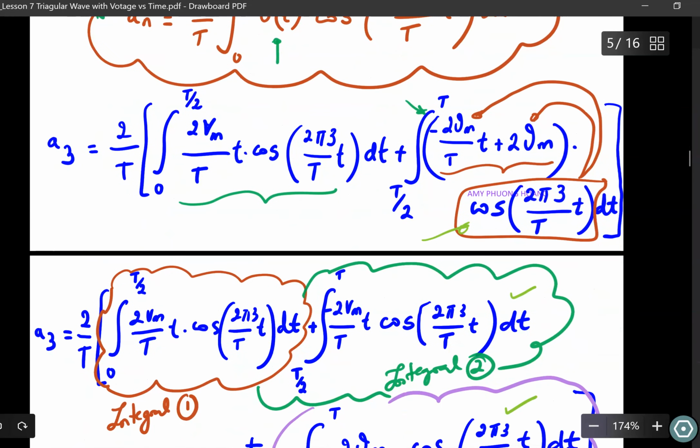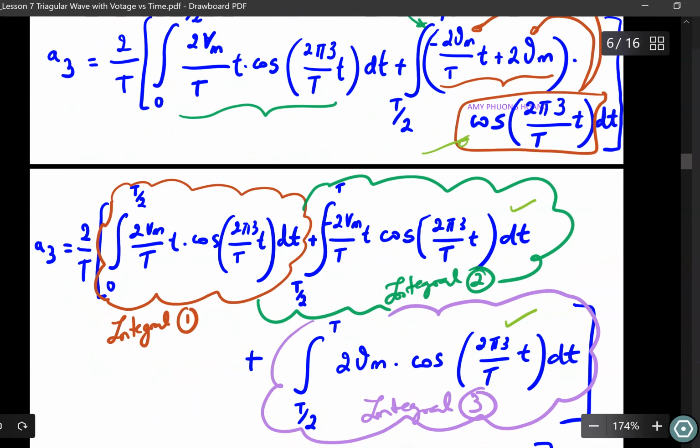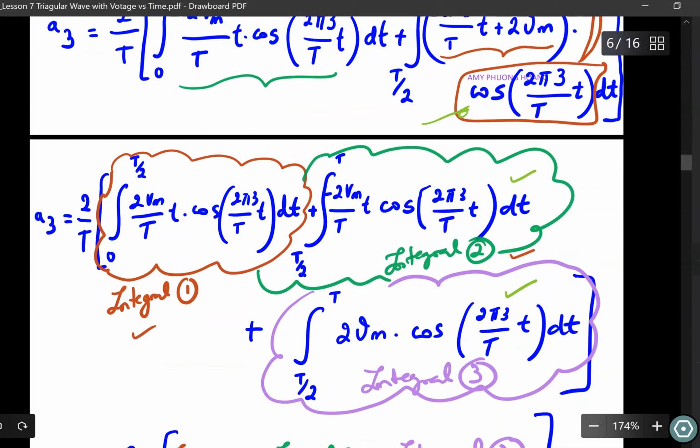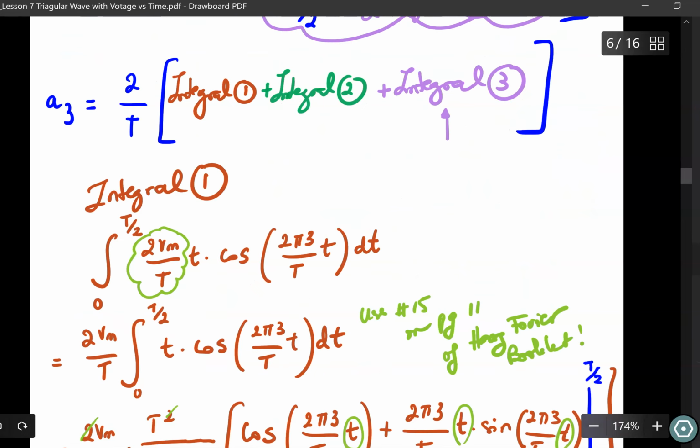and we divide this integral into 2. So we break that into 2. And we have found integral number 1 already. Okay, integral number 1, integral number 2. So what I'm going to do next is I'm going to find integral number 3, to substitute in here in order to find my A3.